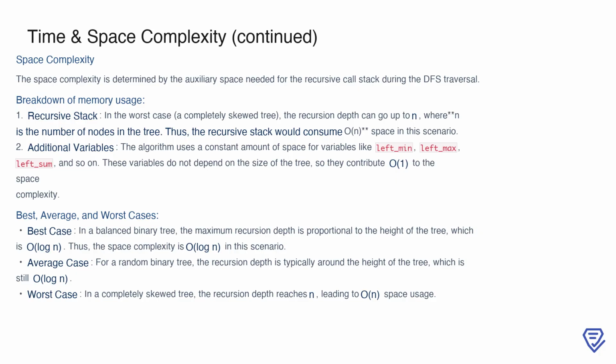These variables are reused for each node and do not depend on the tree size, contributing only O(1) to the space complexity. For the best case, when the tree is balanced, the recursion depth corresponds to the height of the tree, which is O(log n). Similarly, in the average case, for a randomly structured tree, the depth of recursion is proportional to the height, which is still O(log n). However, in the worst case of a fully skewed tree, the recursion depth reaches O(n), resulting in O(n) space usage.